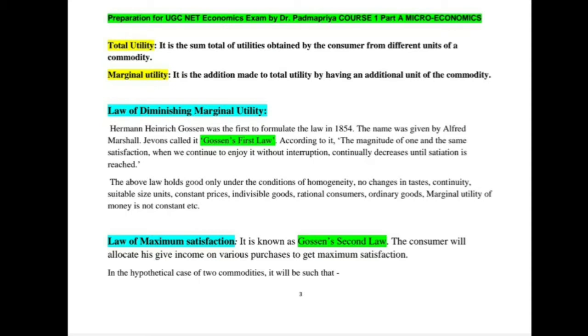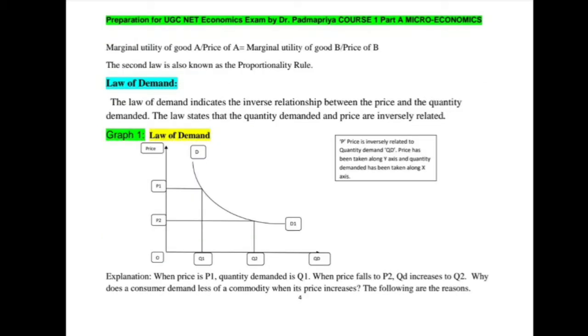Now we come to the concept of the law of maximum satisfaction, which is known as Gossen's second law. In the hypothetical case of two commodities, it will be such that the marginal utility of good A by price of A is equal to the marginal utility of good B by price of B, which is also known as the proportionality rule. Now we come to the important concept of the law of demand.